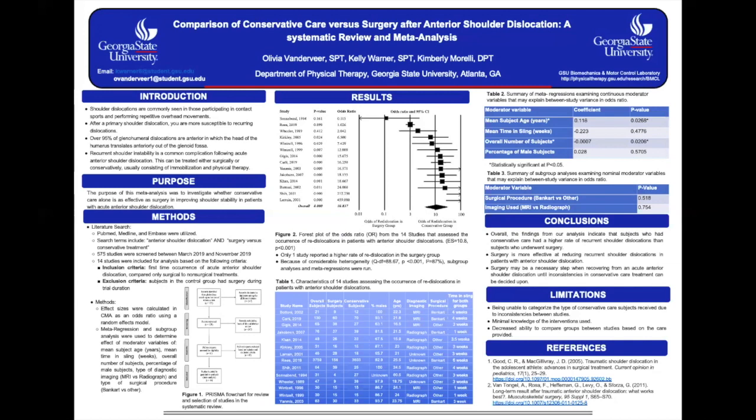Because of considerable heterogeneity, subgroup analyses and regressions were run on 6 moderator variables listed in Tables 2 and 3. Studies involving older subjects had less recurrent dislocations compared to those with younger subjects. This is assumed to be because younger subjects tend to be more active and involved in sports. A greater amount of activity provides them with more opportunities to redislocate compared to older adults who may be less physically active. Our findings reveal that surgery may be a necessary step in the recovery from an acute anterior shoulder dislocation until inconsistencies in the conservative care treatment can be decided upon.